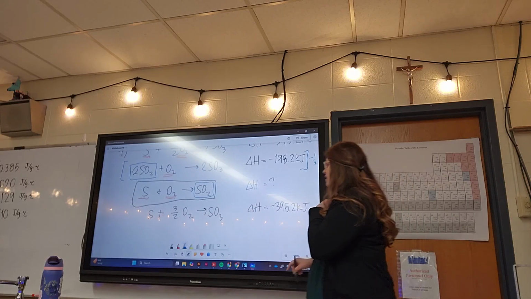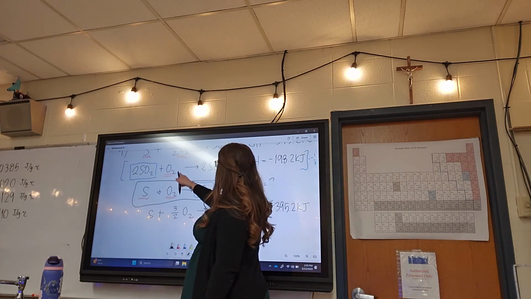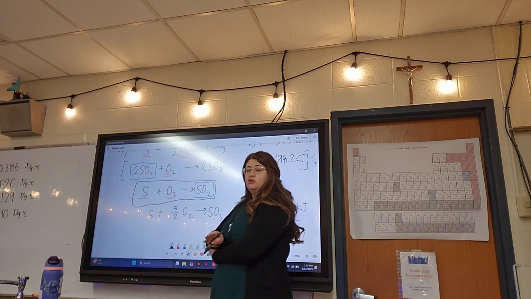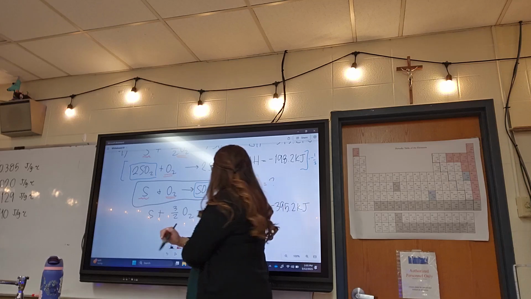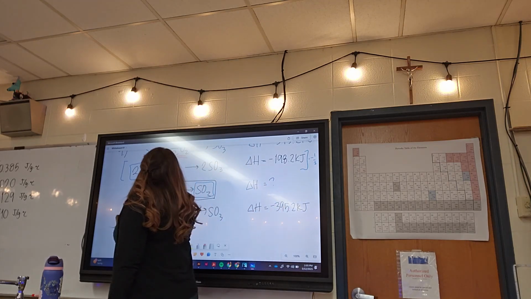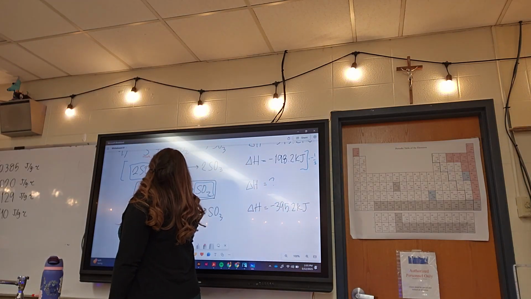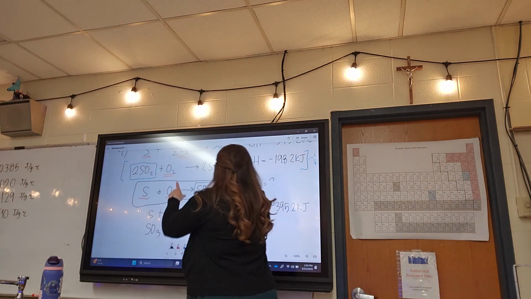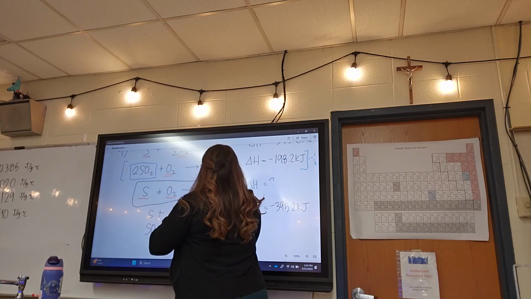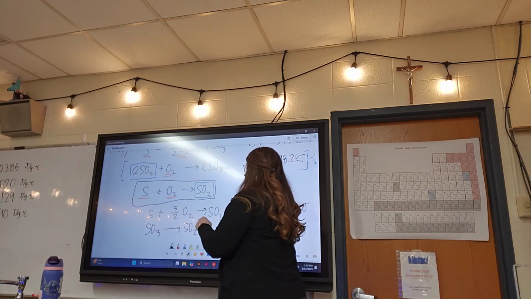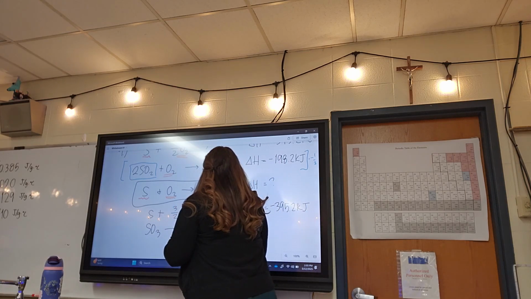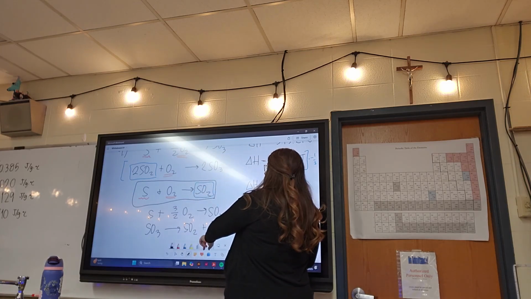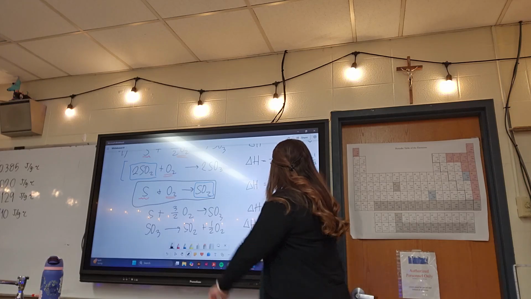Okay, so I am going to recopy this equation with it being flipped and with all of the stoichiometric coefficients being multiplied by 1/2. So 2 times 1/2 is? 1. And then my reactants, 2 times 1/2 is still 1. What's 1 times 1/2? Good. So I successfully completed recopying that second equation.